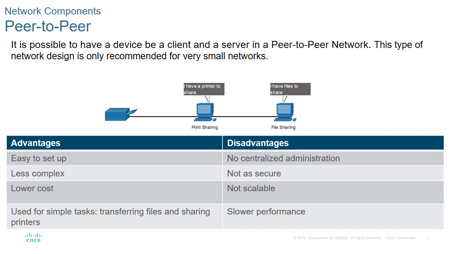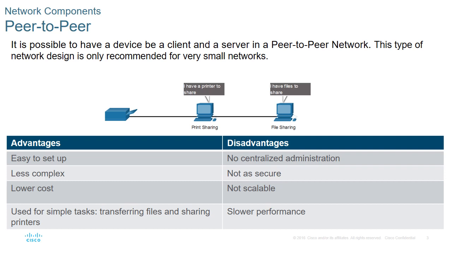There are a lot of advantages and disadvantages of this peer-to-peer network. We'll discuss the advantages and disadvantages. The advantages are it is easy to set up, it is less complex, lower cost, and it is used for simple tasks like transferring files and sharing printers.